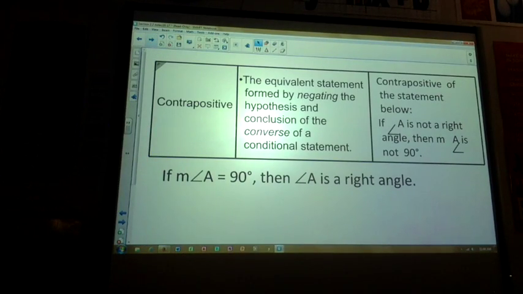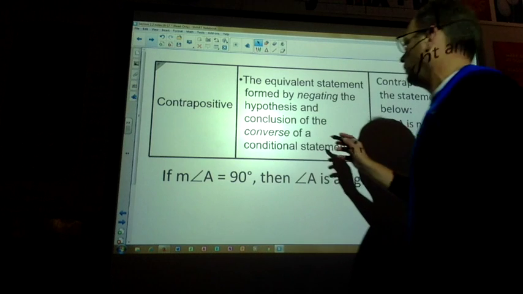Contrapositive: the equivalent statement formed by negating the hypothesis and conclusion of the converse and conditional statement. So originally I said, if today is Friday, then tomorrow is Saturday. If I say, if tomorrow is not Saturday, then today is not Friday, there's my contrapositive, the equivalent statement I formed by negating the hypothesis and conclusion.